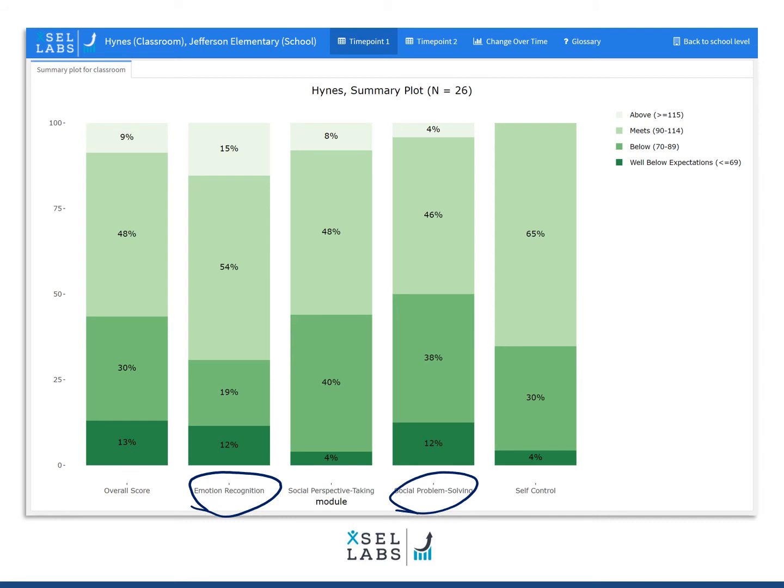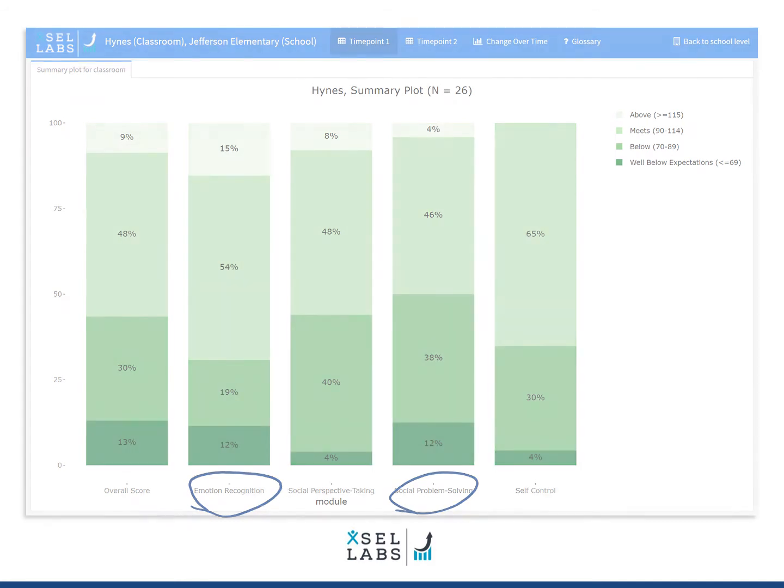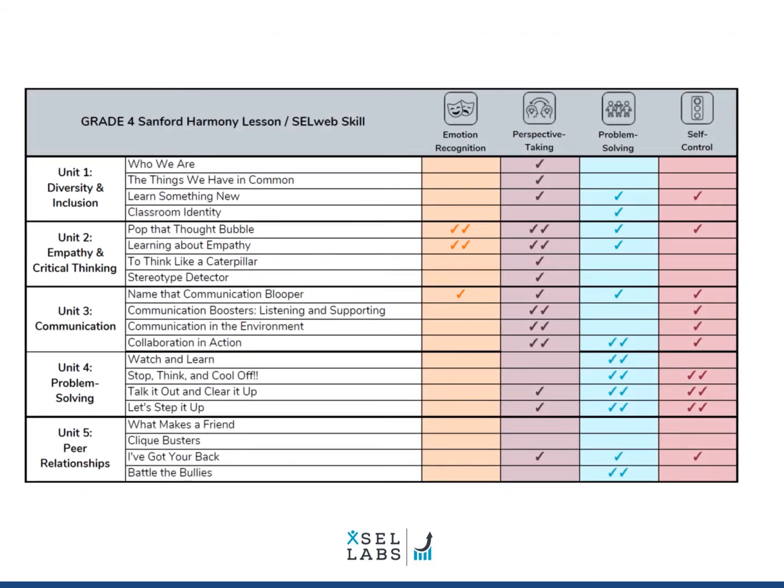So you can use this to guide your use of program resources. Let me show you how. Well, let's go back to our scope and sequence and think about how we can use it to build on the strengths and address the needs that we identified with xSEL. Well, remember, in Ms. Hines' class, we identified social problem solving as an area of relative need.